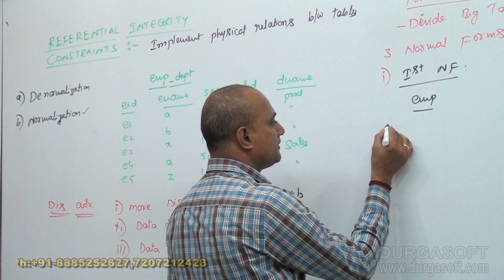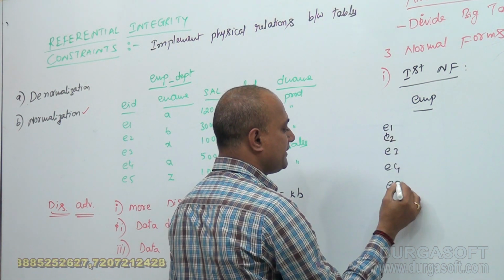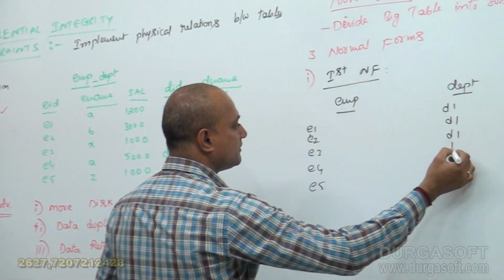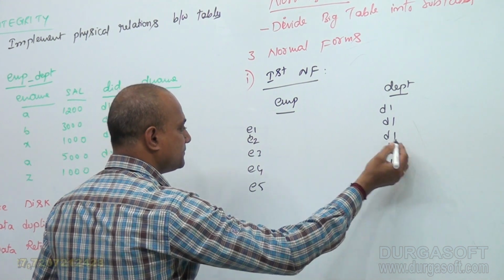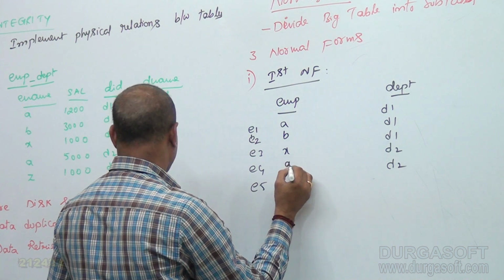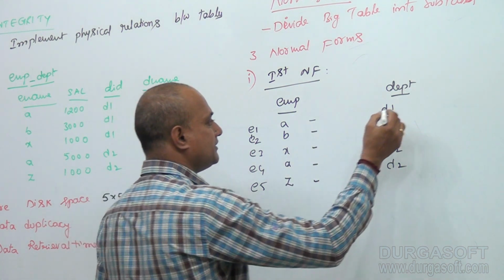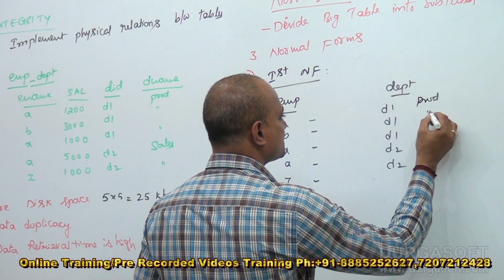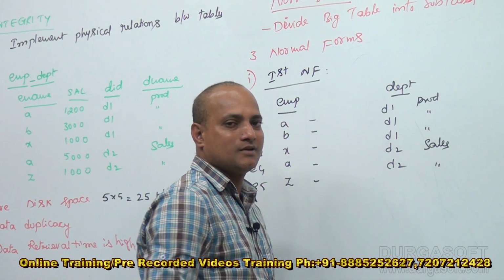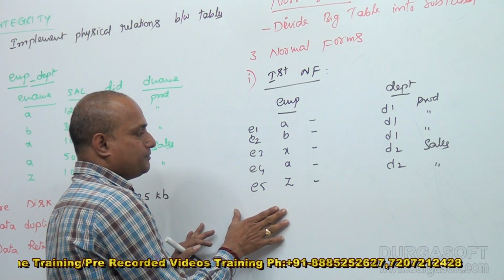In the employee table, you have the information related to E1, E2, E3, E4 and E5. In the department table, D1, D1, D1 and D2, D2. Here A, B, X, A, Z. Some salaries you are maintaining. And here production 3 times and then sales 2 times. Okay, fine. So this is called the first normal form.